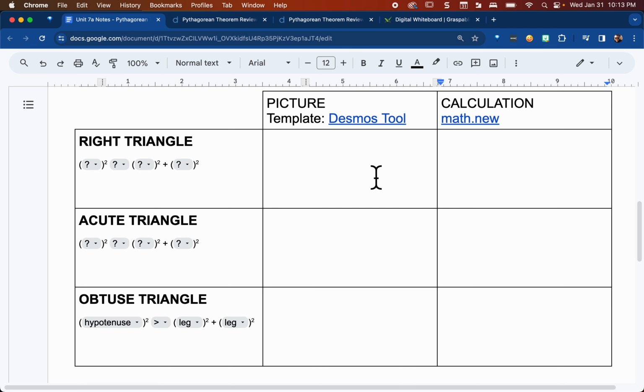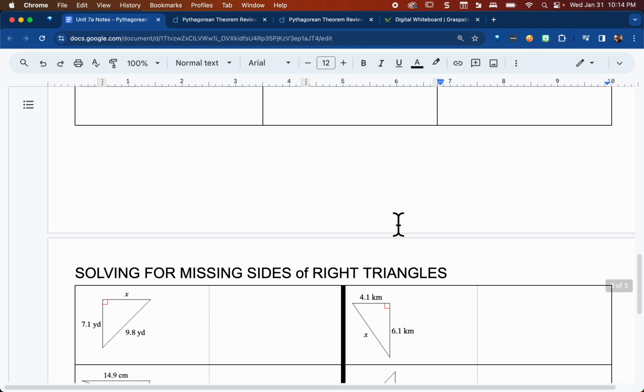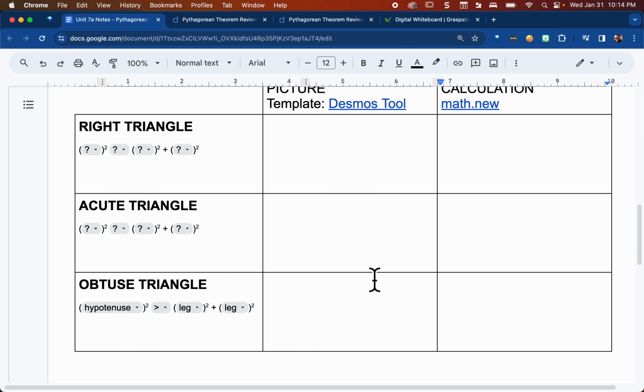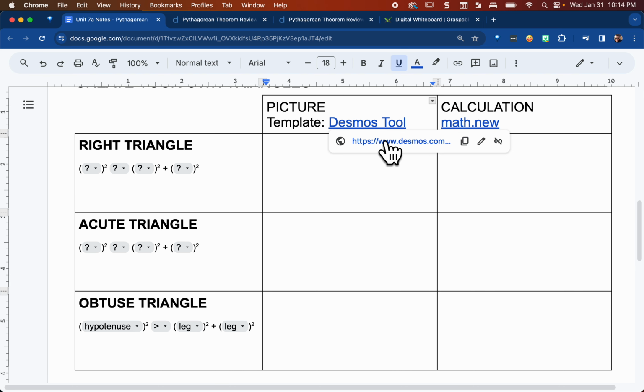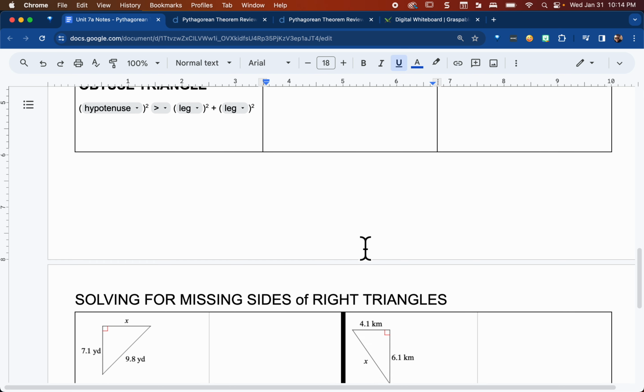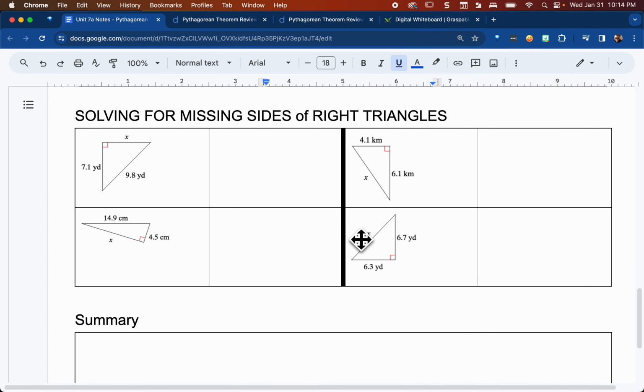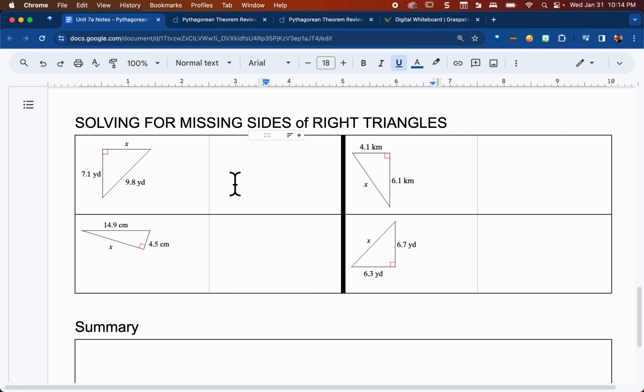All right, so in this next one, I just want you to try and create three of your own. You can use this Desmos tool that's linked right here. But the last thing that I want to say is, how do I solve these things?